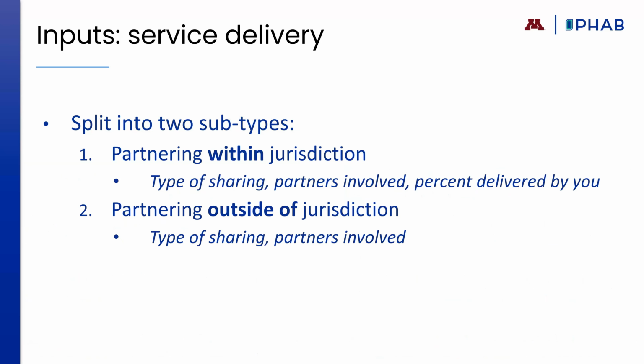Service delivery inputs are also collected across 2 categories: service or resource sharing within your jurisdiction and sharing outside of your jurisdiction. For the latter, this will include any services where your health department delivers services within or on behalf of another department's jurisdiction. The first 3 columns within the service delivery section relate to service or resource sharing within your jurisdiction, including receiving support or resources from public and private partners within your jurisdiction, as well as those outside of your jurisdiction.